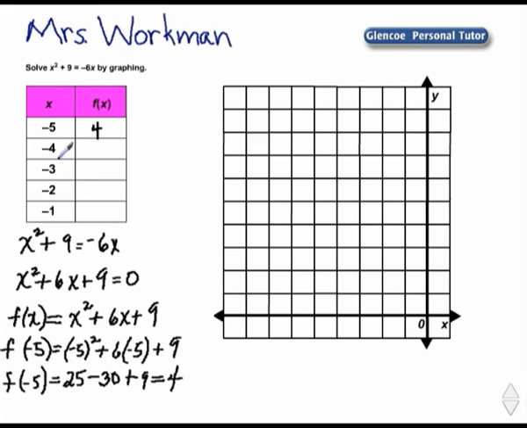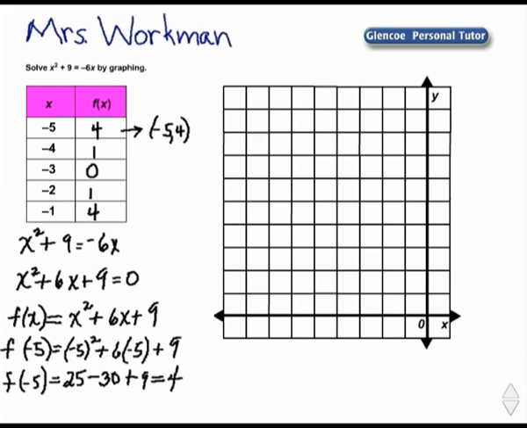Similarly, if we go through and substitute in negative 4 for x, and then negative 3, negative 2, and negative 1, we would get these values. When x is negative 4, y is 1. When x is negative 3, y is 0. When x is negative 2, y is 1, or f of x is 1. And when x is negative 1, f of negative 1 is 4. So now we have those ordered pairs.